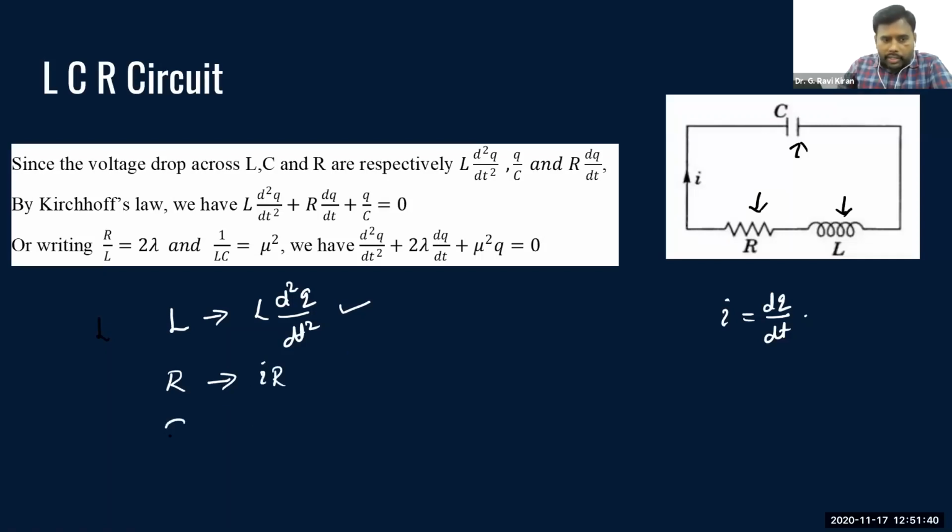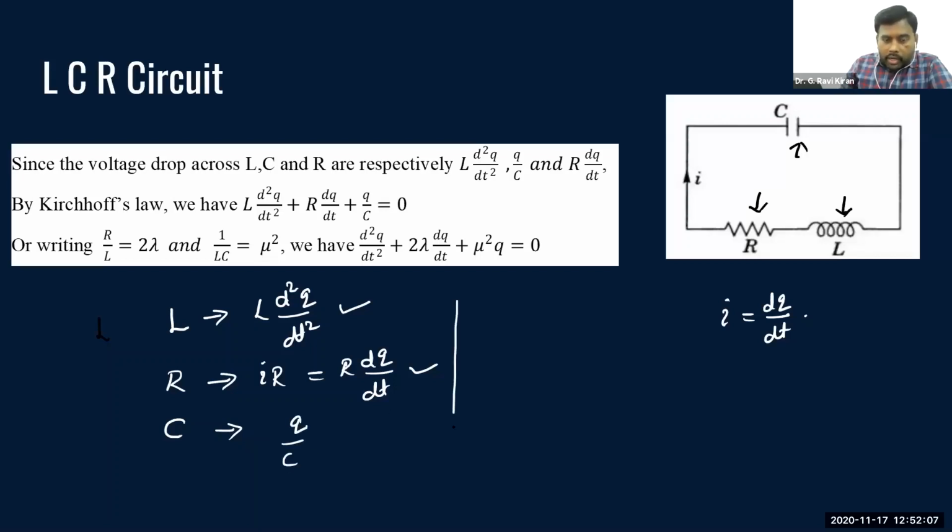That is R into dq by dt, when you write everything in terms of charge. So R into dq by dt is the voltage drop across this resistor. Then if you take a capacitor of capacitance C, the voltage drop across this capacitor is exactly equal to q by C.